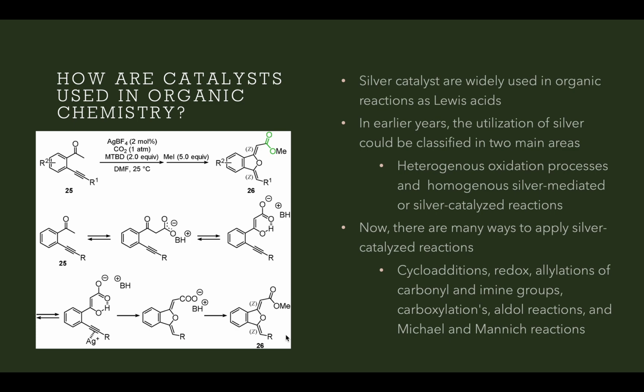Now, there are many ways to apply silver catalyzed reactions, such as cycloadditions, redox reactions, arylations of carbonyl and imine groups, carboxylations, aldol reactions, and Michael and Mannich reactions. We will see some examples of different reactions in the following slides.